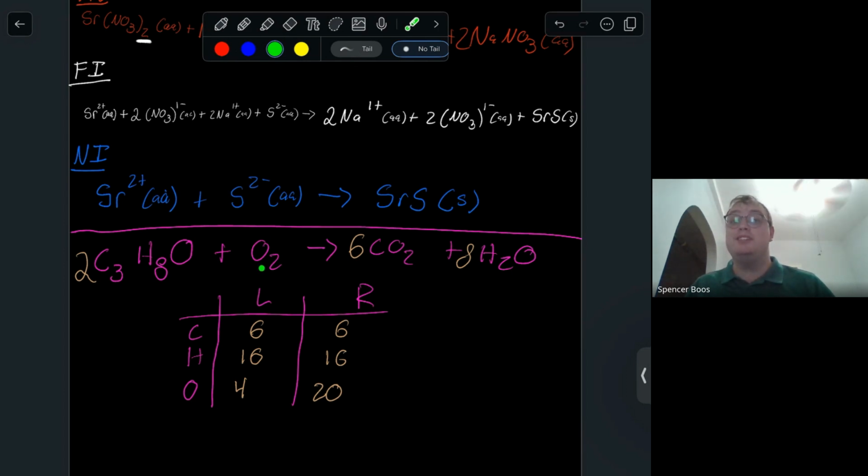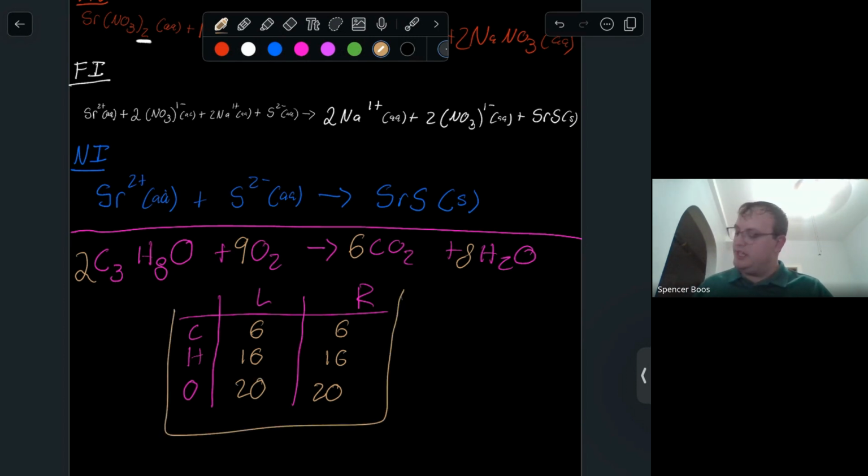Because we already have 2 here, we need to incorporate that. So if I've already got 2 here, what number do I need here in order to make it work? And if you said 9, you would be correct. And that would be your final answer.